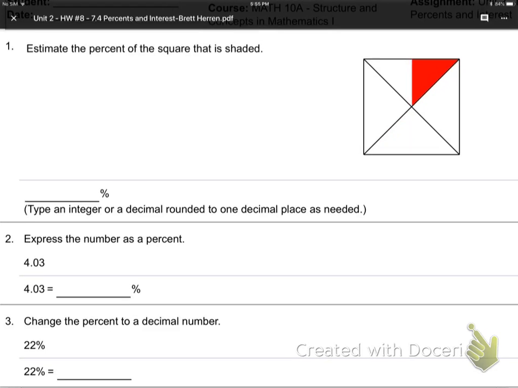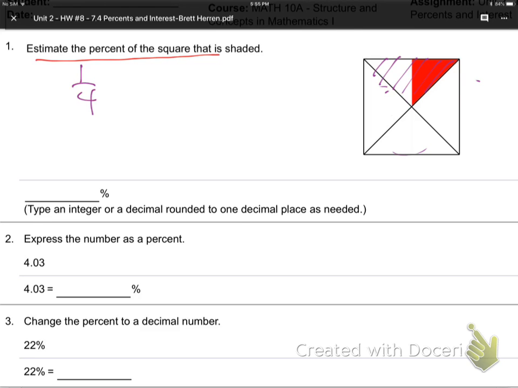Okay, so here we are in Unit 2, Homework 8. We're supposed to estimate the percent of the square that is shaded. So what part of that square is shaded? Well, if you look at it, this is 1/4, 1/4, 1/4, 1/4. So this whole section here is 1/4 of the entire thing.